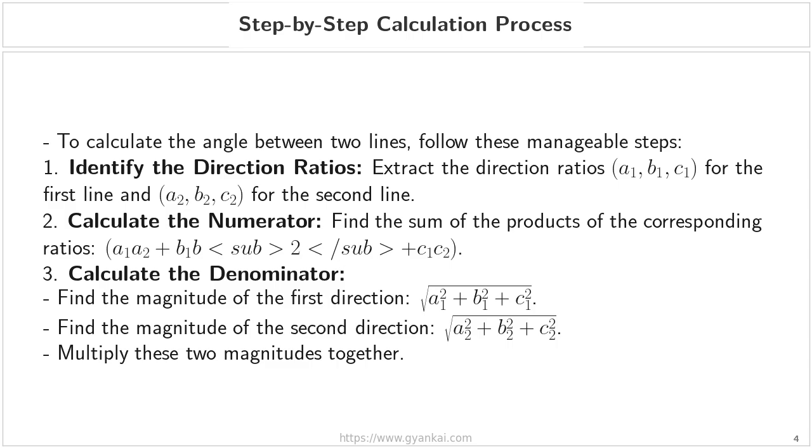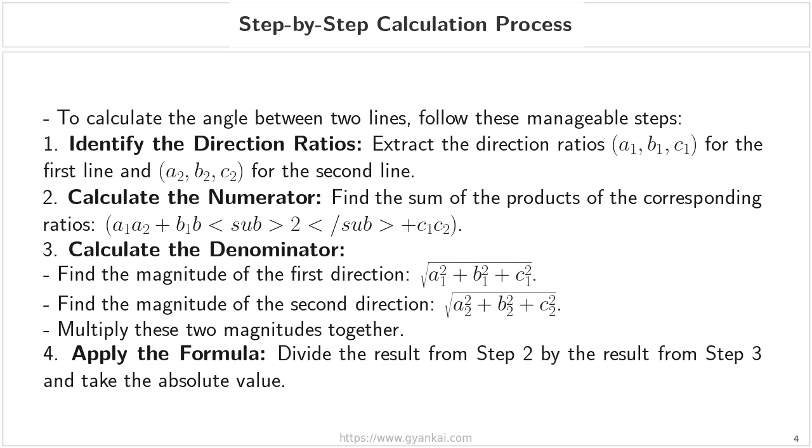First, calculate the magnitude of the first direction by taking the square root of A sub 1 squared plus B sub 1 squared plus C sub 1 squared. Then, do the exact same thing for the second direction, the square root of A sub 2 squared plus B sub 2 squared plus C sub 2 squared. Once you have both these square roots, simply multiply them together.